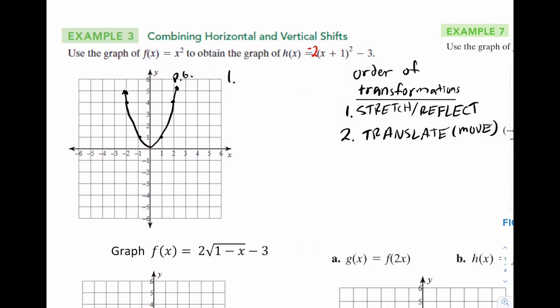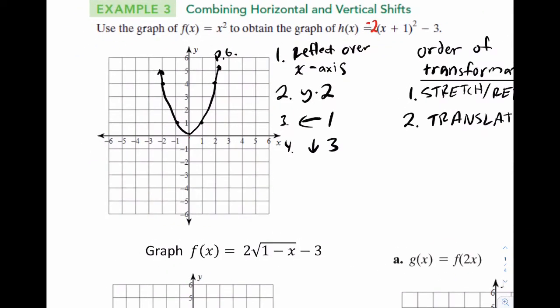The first thing that'll happen is we're going to say reflect over the x-axis, and then we're going to say y times 2, or a stretch times 2, then left 1, and finally down 3. So to make it easier, let's just do the reflection first. So I'm just going to put my points here, nice reflection. And you can imagine that's a parabola going down.